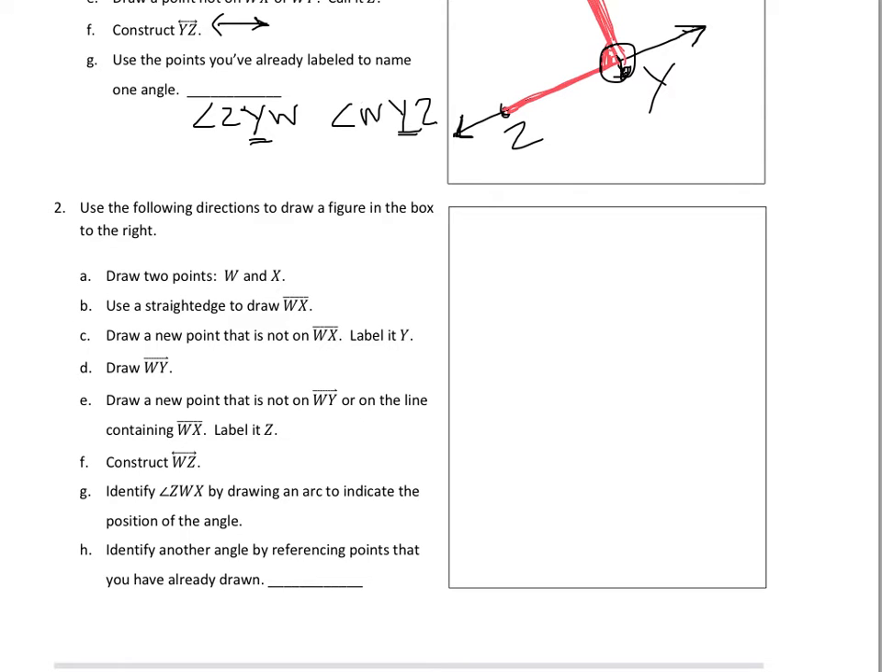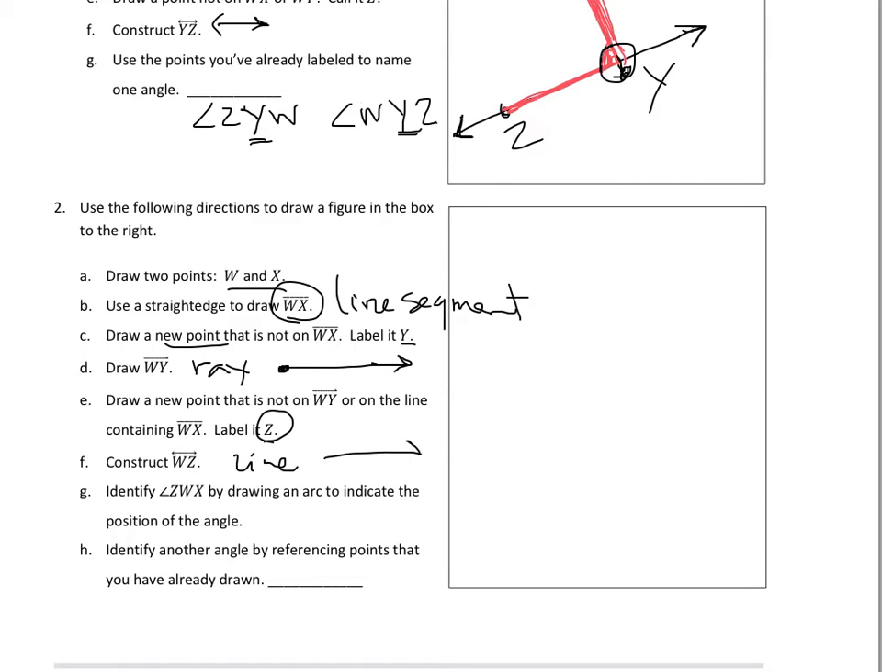For 2, students are going to draw 2 points. They're going to first draw a line segment. So the line segment, remember, is just connecting endpoint to endpoint. Then they're going to draw a new point, label it Y, and this one's going to be a ray. Remember, rays are specific. They start at an endpoint, they go through a point, and then they have an arrow on the end. They're going to label point Z, and here they're constructing a line. A line, remember, continues in both directions forever.